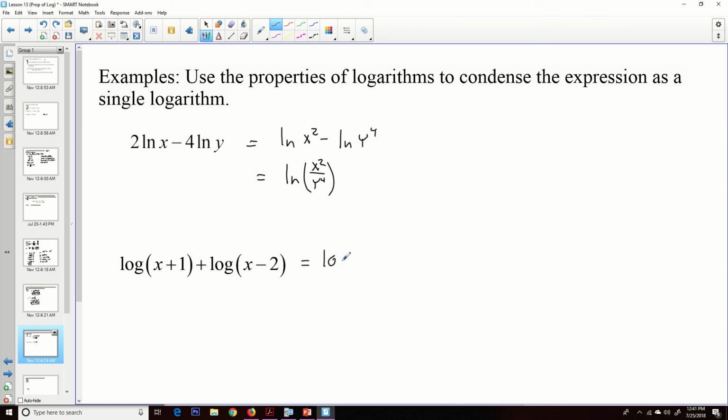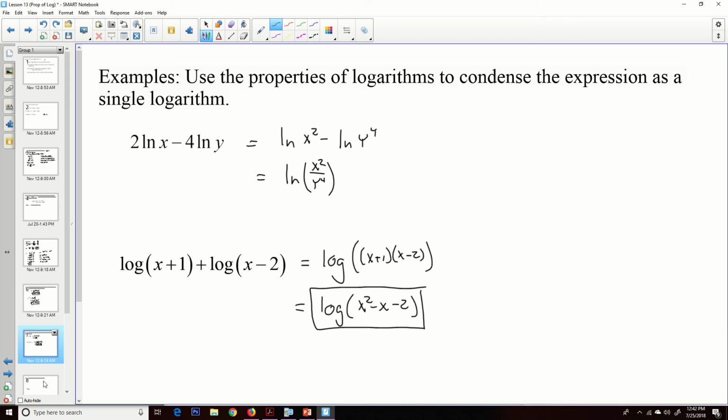And so this becomes just a common logarithm of x plus 1 times x minus 2. And we can simplify that just a little bit because these are two binomial expressions that are being multiplied. So we can just FOIL and go log of x squared. X times negative 2 would be negative 2x, and 1 times x is positive 1x, plus the negative 2x gives me negative x. And then positive 1 times negative 2 is negative 2. And that will be our final answer.